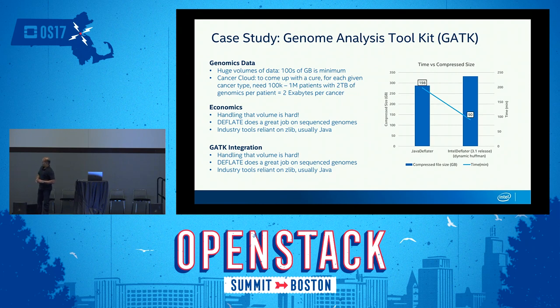So here is a study that we recently published, which is using ISA-L based compression to accelerate genomics workloads. This was a lot of data for the cancer clouds, where we were able to show with the ISA-L based compression, compared to their default Java-based compression, which is gzip-based, that we were able to improve the compression ratio and reduce the time by half.